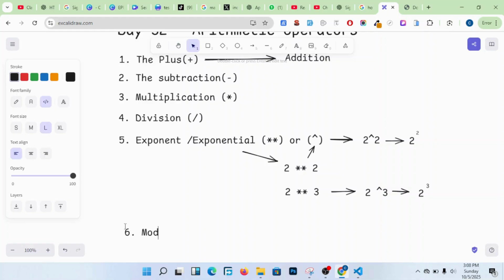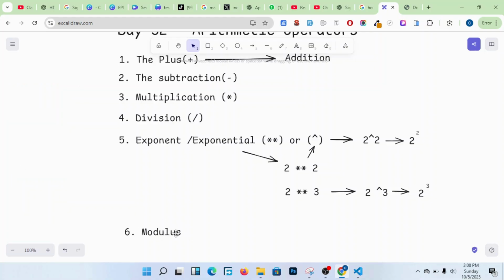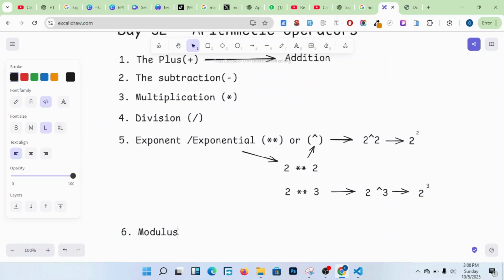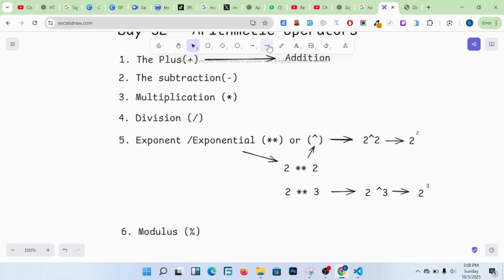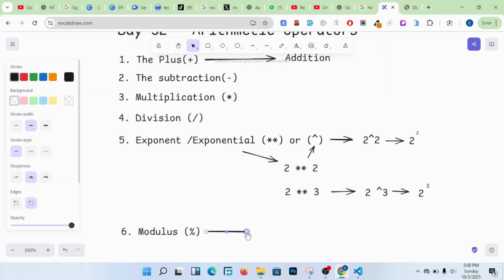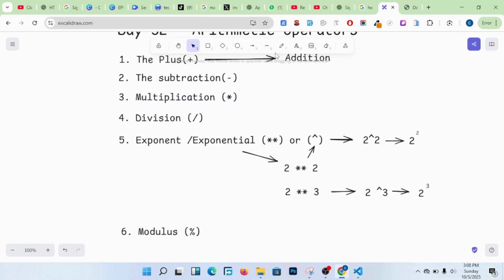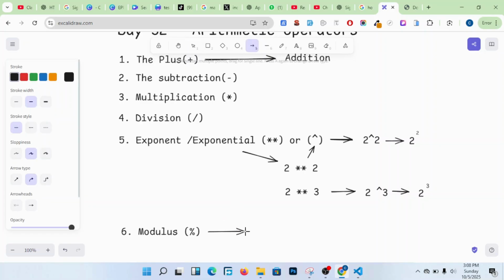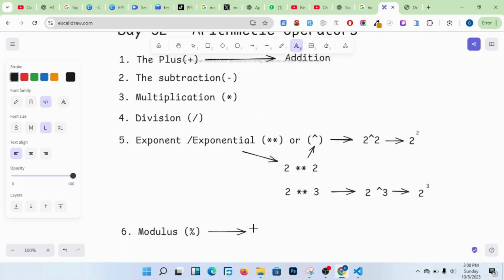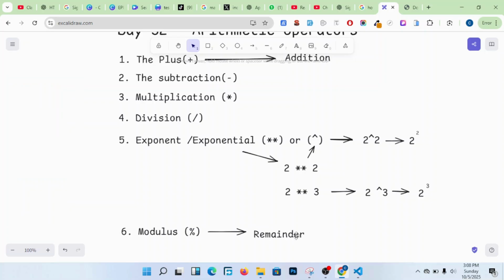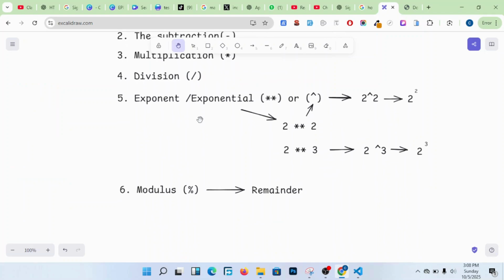The last one is what we call modulus, or one which I can put there something like percentage. Like this one here. What does this one mean? This one here means remainder. This one means simply the remainder. So members, I want you to take keen interest in this one and write it down somewhere in your notebook.